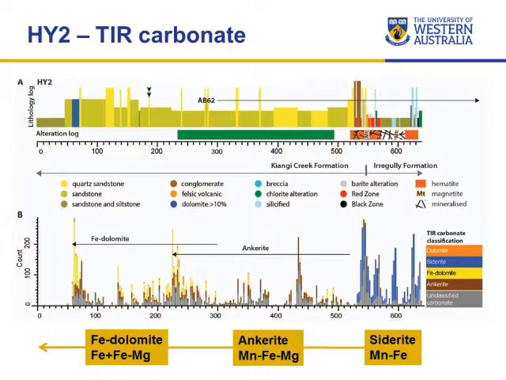And then HY2, which is more mineralized, so we should expect to see more alteration or zonation or some sort of trends at least. And in carbonates, you have a trend going from siderite to ankerite to iron dolomite, and you don't see any actual primary dolomite in this area.